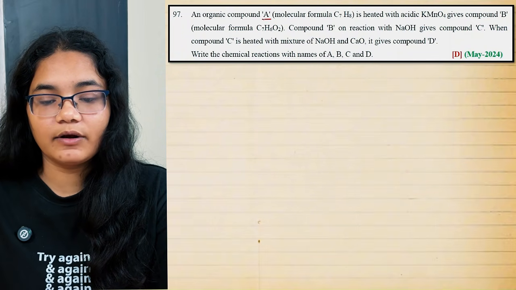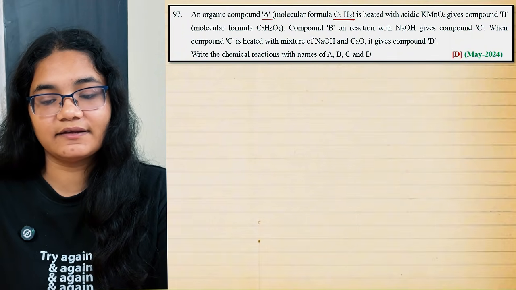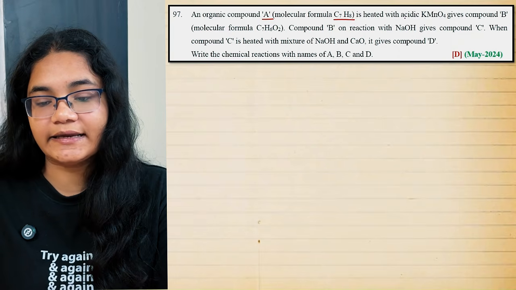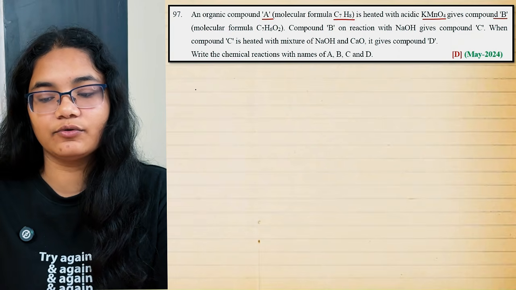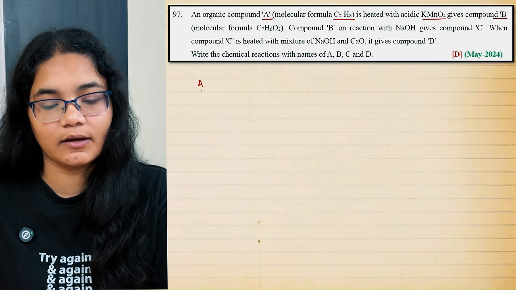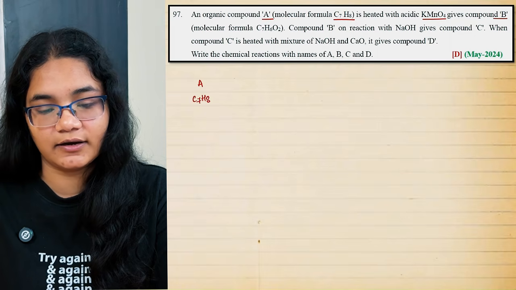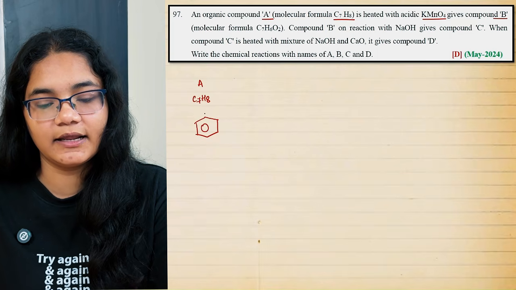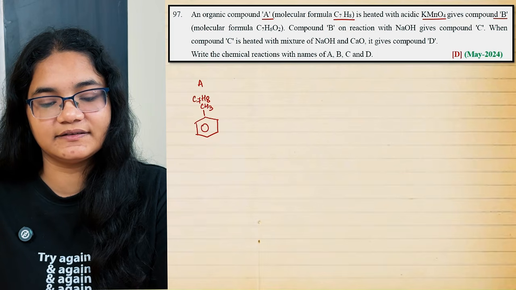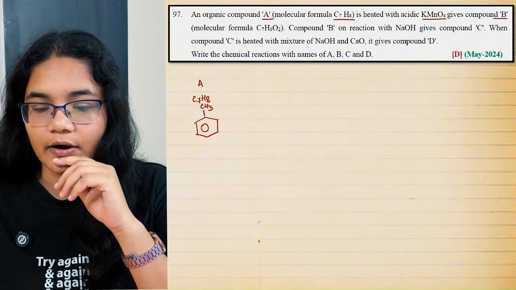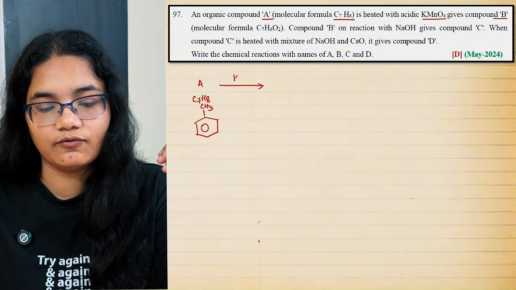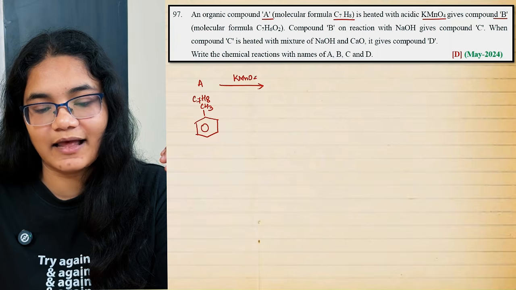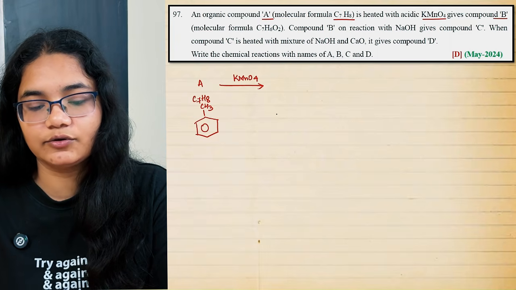Now we will move to question number 97. An organic compound A with molecular formula C7H8 is heated with acidic KMnO4 to give you compound B. You have an organic compound A, C7H8. So I can predict that when you have more than 6 carbons, there's a high probability that it will be a benzene ring. So toluene will be here. Now it is heated with acidic KMnO4 and it gives you compound B.